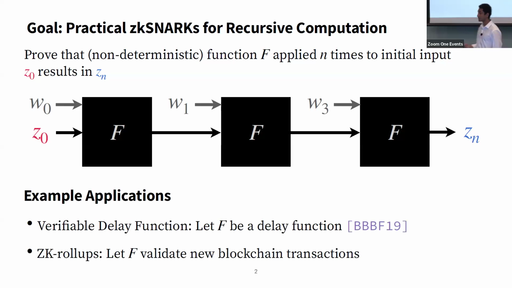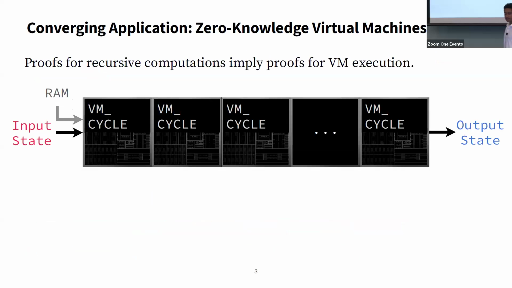Okay, so it turns out that such a computation actually captures many applications of interest. For example, if f is a delay function, then such a proof system immediately enables verifiable delay functions. Alternatively, if f validates blocks of transactions, then we can get something called a ZK rollup, which allows us to quickly verify large chunks of updates to blockchains. But perhaps the most exciting recent application is this idea of a zero-knowledge virtual machine. The core idea here is that we can let that function f represent an entire CPU. And such a proof system enables us to prove the correct execution of an entire virtual machine.